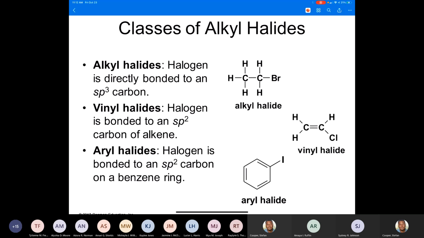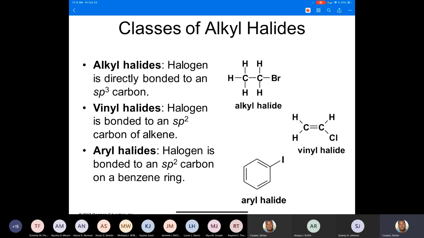And the same thing with your aryl halides. The major aromatic compound that we're using in first semester is benzene. So all I did was replace one of the H's in benzene with a halogen. In this case, I have an iodine, and this is an aryl halide. Again, the carbon that has the iodine is involved in what? A carbon-carbon double bond. So it's very important that we recognize the difference in alkyl halides. I can have the vinyl or I can have the aryl halides.